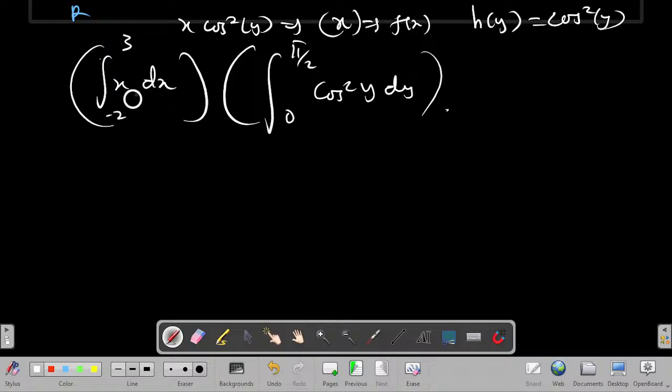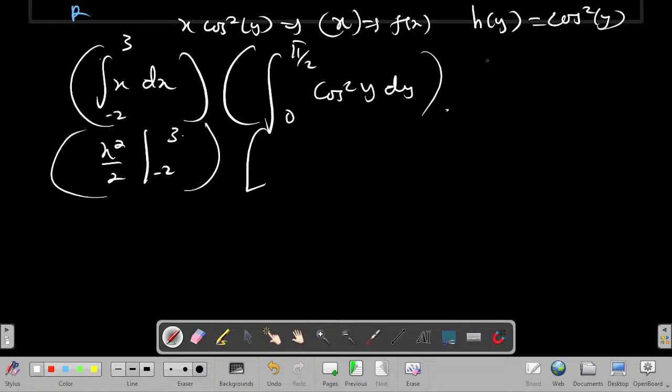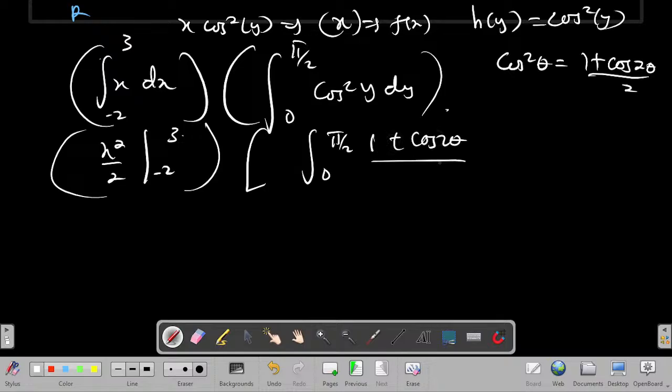This is x squared over 2, evaluated from negative 2 to 3. My answer will multiply now. If you have cos squared, you know that cos squared theta is the same as 1 plus cos 2 theta all over 2, is that not it? So let's replace theta with y. So the integral from 0 to pi on 2 of cos squared y becomes 1 plus cosine 2y all over 2, dy.